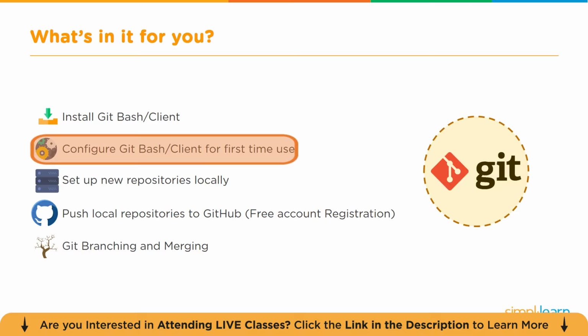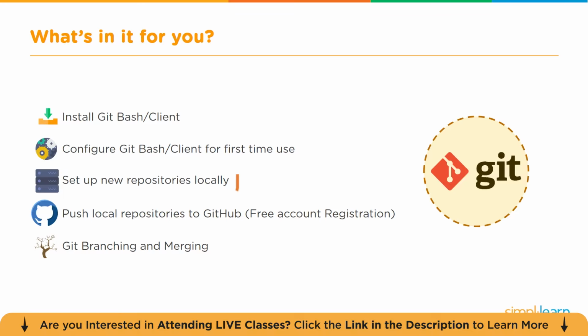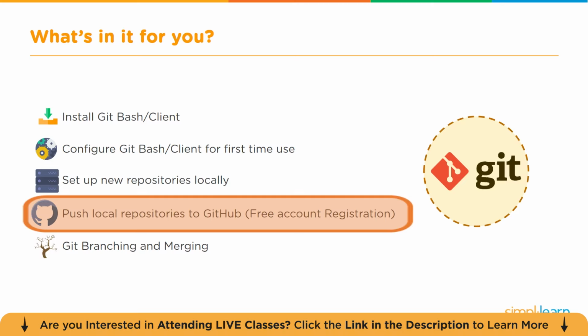Once I'm done with configuring the Git client, I'm going to spin up a few repositories locally and work on these repositories using Git commands. Once I'm happy with my local changes, I'm going to commit a few of them and then push these changes to a Git server of my choice. For today's demonstration, I plan to use github.com, which is a cloud-hosted free service, and it provides free account registrations for anyone.